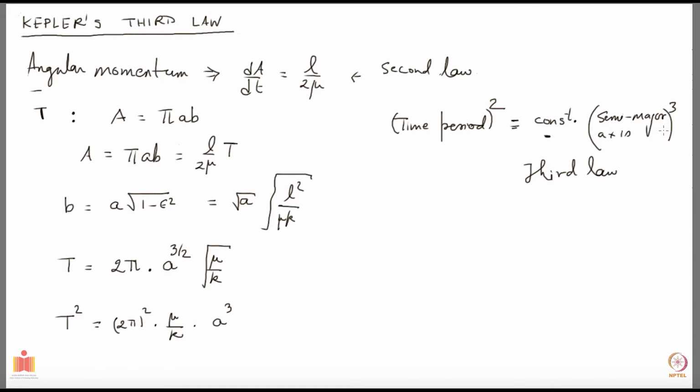Okay, next I want to talk about a special vector that is conserved when you are looking at the Kepler problem, and this is called the Laplace-Runge-Lenz vector, and that's what I'm going to look at now.